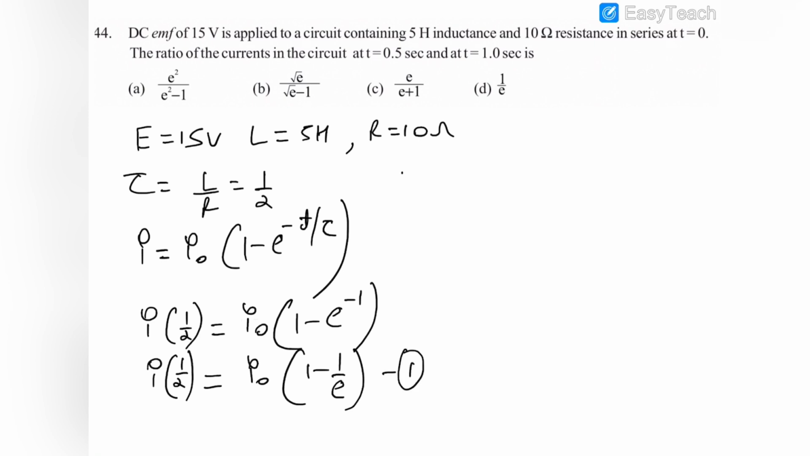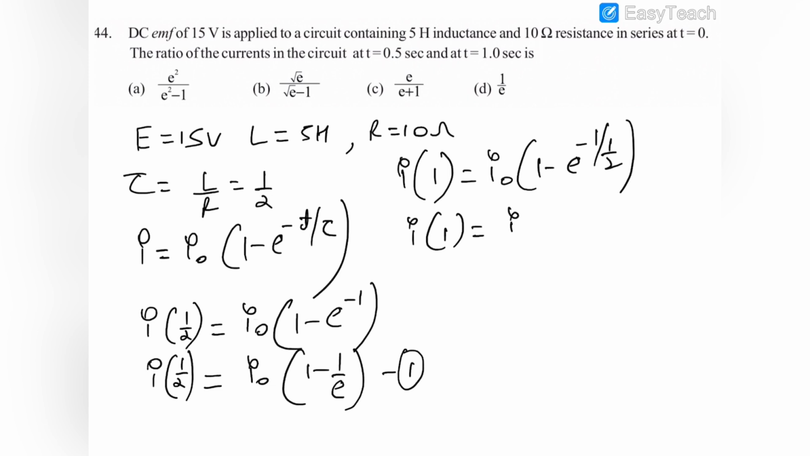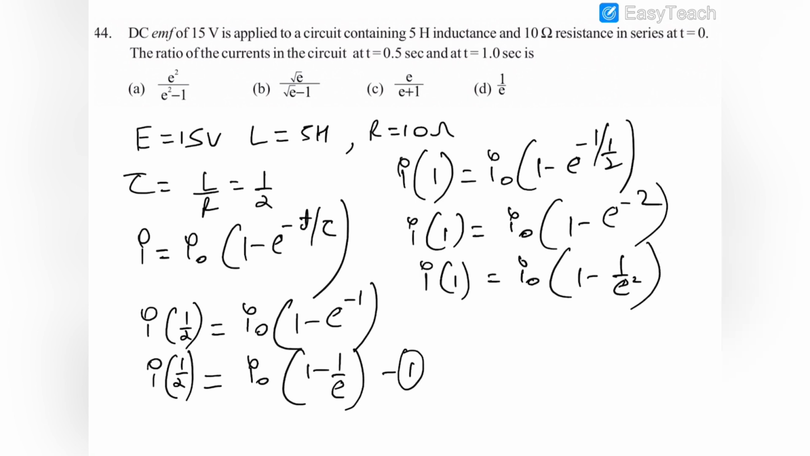Now let us find out the current at 1 second. So current at 1 second will be I naught (1 minus e to the power minus 1 by time constant), and the time constant is half. So I at 1 second would be equal to I naught (1 minus e to the power minus 2). Okay, so I at 1 second will be equal to I naught into 1 minus 1 by e square, and it is I naught into (e square minus 1) by e square.